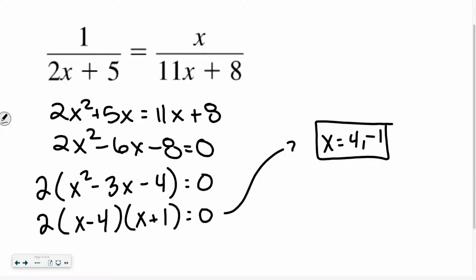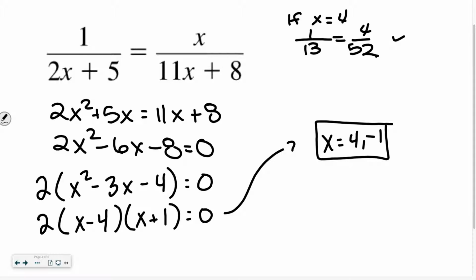Now, side note. If I wanted to actually check the accuracy of my answer, let's say you have extra time on your test and you want to make sure you did your solving right, you can plug x equals 4 into both sides and verify that they're the same. So if x equals 4, this will be 1 over 8 plus 5, which is 13. And that should be equal to 4 over 44 plus 8, so 52. And sure enough, 1 over 13 is 4 out of 52 reduced. So then it works out. So if you ever want to check your answer, you can do an accuracy check by plugging it into both sides.